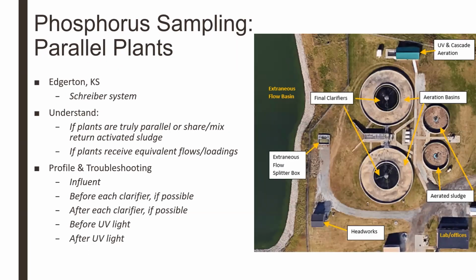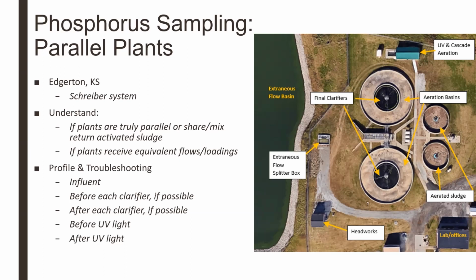Now, many facilities are parallel plants. This one is a Schreiber system in Edgerton, Kansas. Before devising your profiling scheme, it is important to understand how parallel these plants are actually operating. Many plants like this will mix return activated sludge. So they're more of a sort of parallel plant and not fully parallel treatment facilities. It's also important to understand if the plant is set to really provide equivalent flows and loadings to both basins. Sometimes they are not, where one basin may take a higher percentage of flows than the other one. And that will help you figure out how you want to run your phosphorus profile.